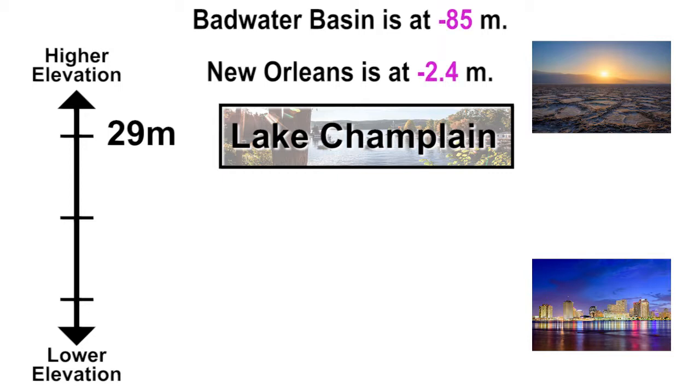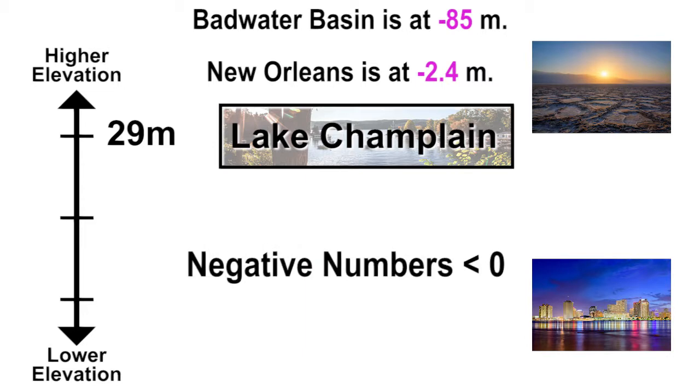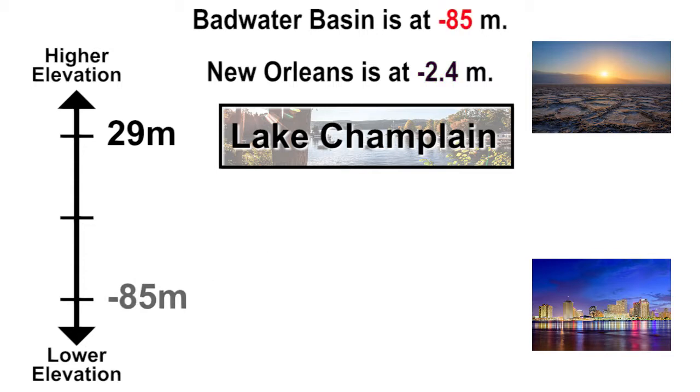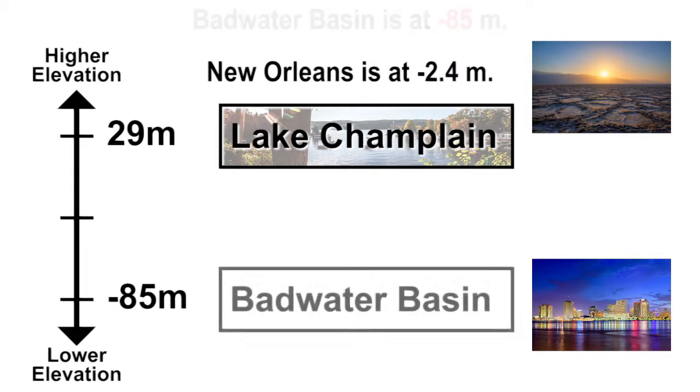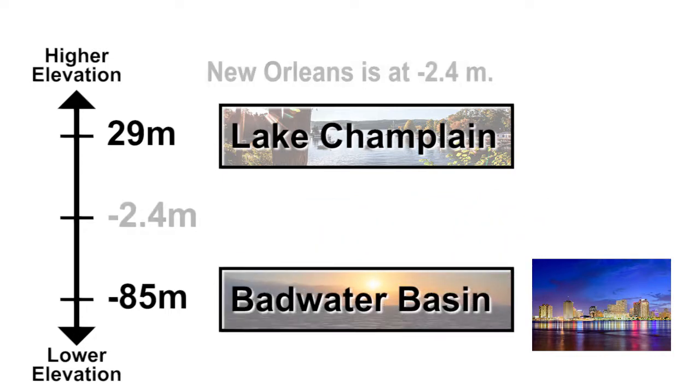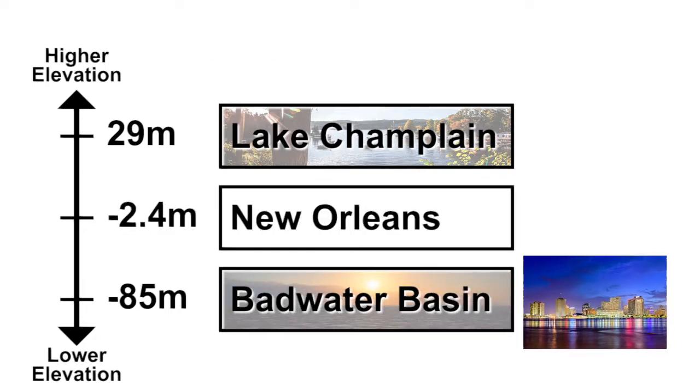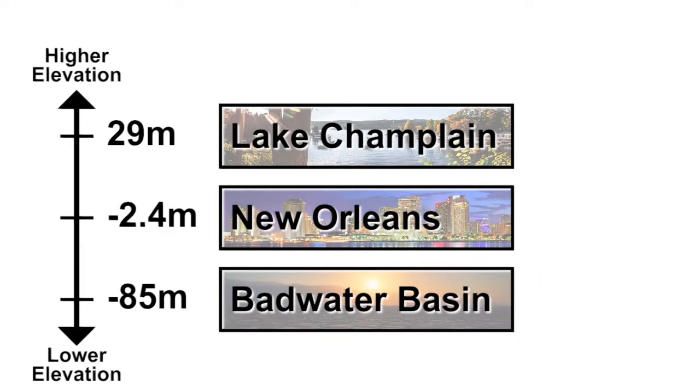Recalling that negative numbers represent values that are really showing an absence or a loss of value, they are both less than 0. Therefore, the negative number that is further from 0 has the greatest absence of value and is the smallest. So the correct order from highest to lowest elevation would be Lake Champlain at 29 meters, New Orleans at -2.4 meters, and then the Badwater Basin of California at -85 meters.